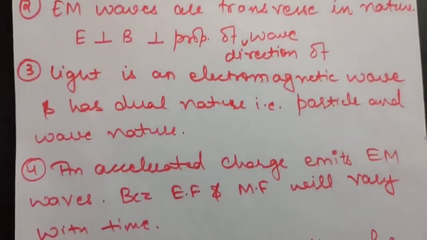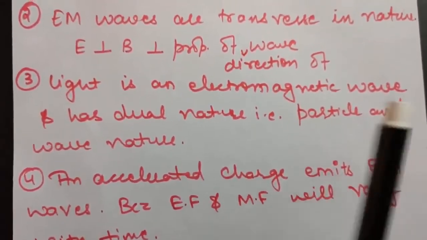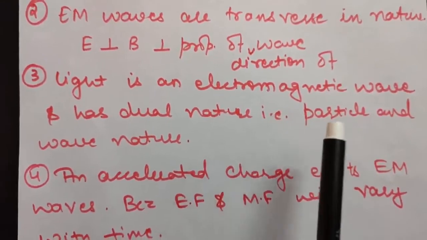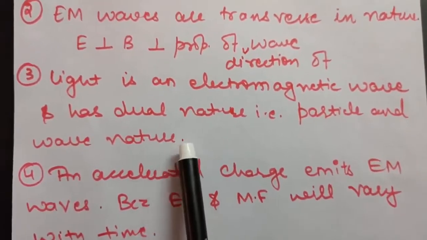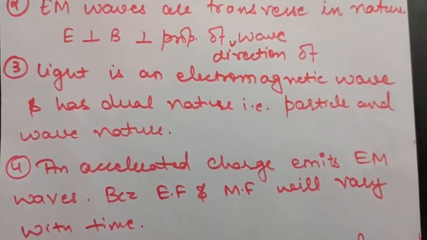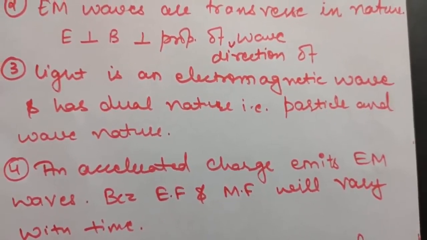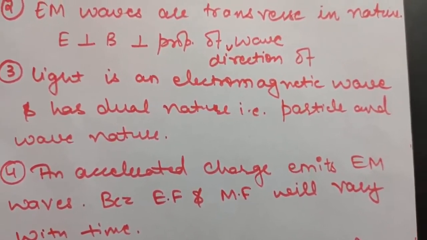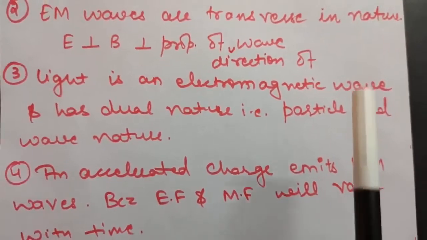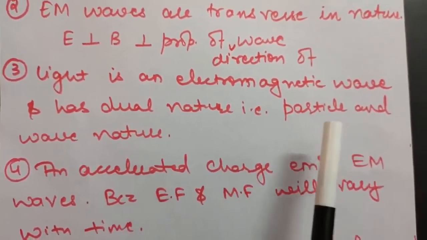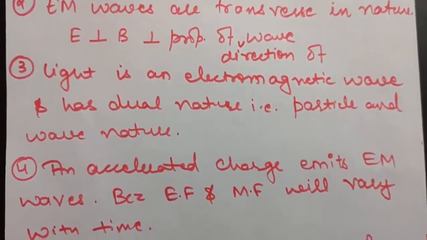Okay, third one is light is an electromagnetic wave and has dual nature, that is particle nature and wave nature. So you will be studying about dual nature in your further chapters. So for here you can just remember that light is also an electromagnetic wave and it has dual nature, that is a particle nature as well as wave nature.